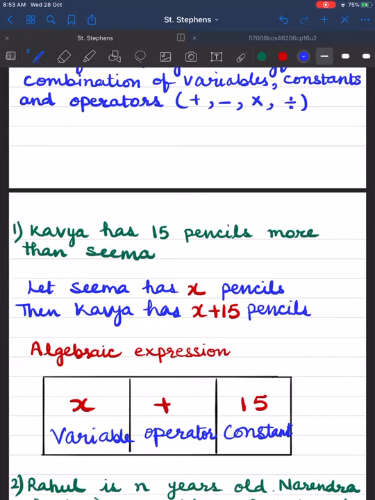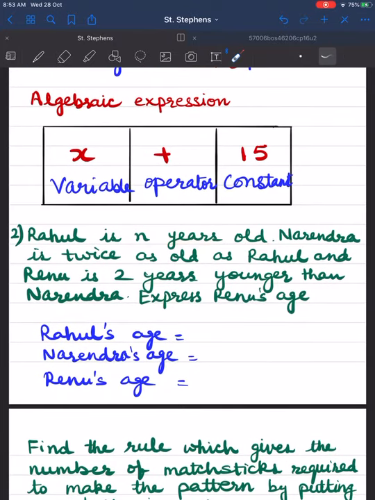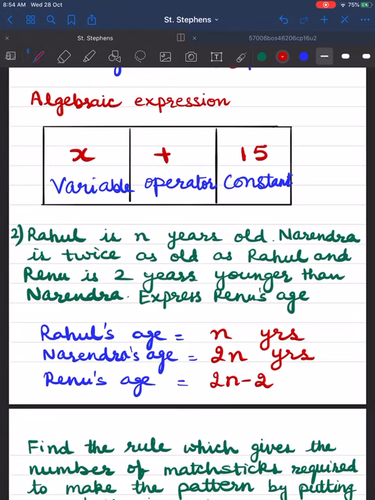Now let's take another example. Rahul is n years old, Narendra is twice as old as Rahul, and Renu is 2 years younger than Narendra. You have to express Renu's age as an algebraic expression. So here Rahul's age is given as n years and Narendra's age is twice the age of Rahul, so it is 2n. And Renu is 2 years younger than Narendra, so we have to subtract 2 years from the age of Narendra. So we get 2n minus 2 years.